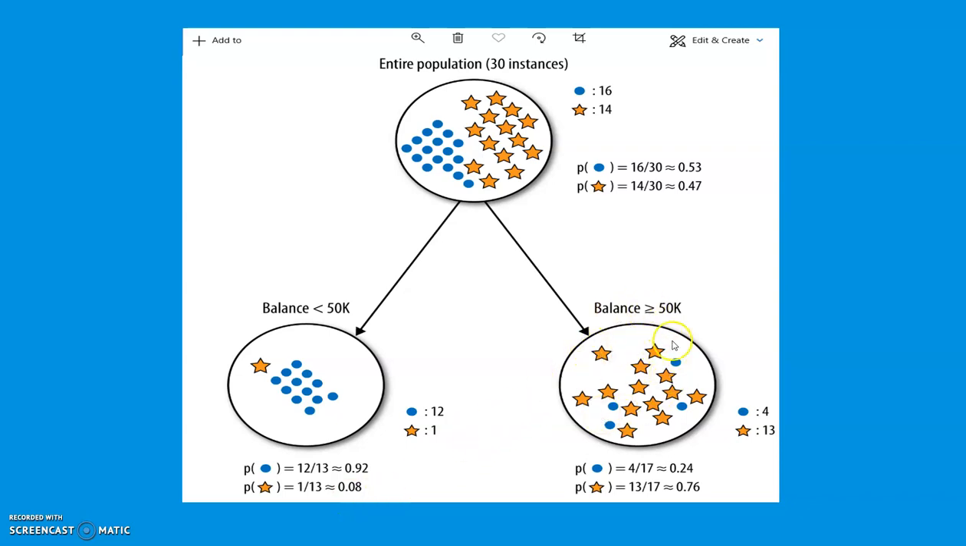Likewise, if you go to the right child, it is the node with a balance bigger than or equal to 50,000. The right child has 4 blue dots and 13 yellow stars. And we can compute the probability of a blue dot as 4 over 17, 0.24, and the probability of a yellow star as 13 over 17, or 0.76. So to compute the information gain for this kind of branching in the decision tree, we can put it all together using the formula for entropy like so.